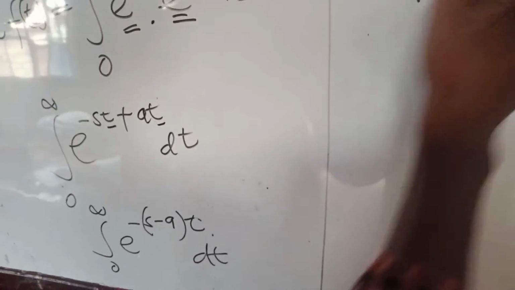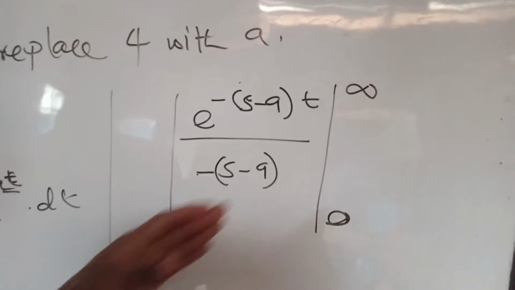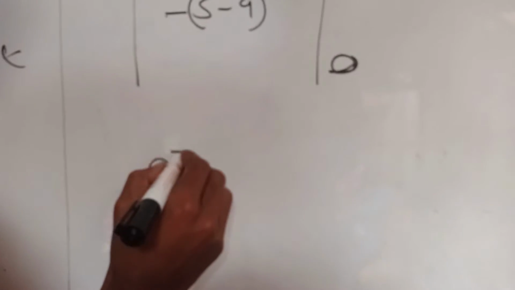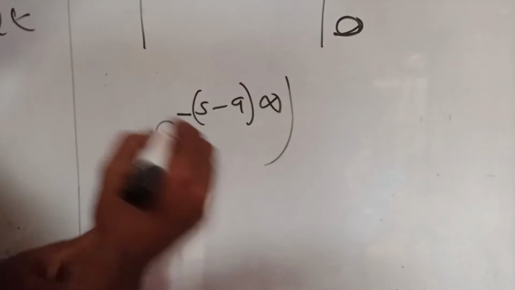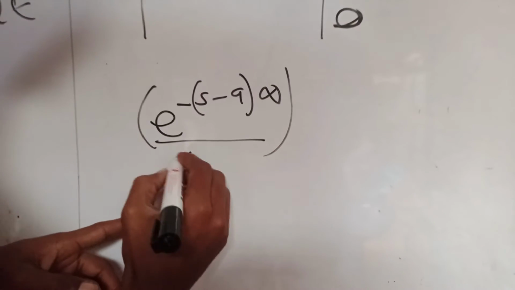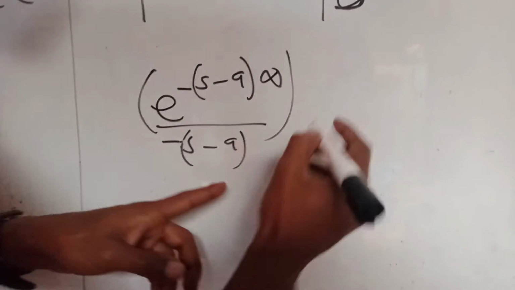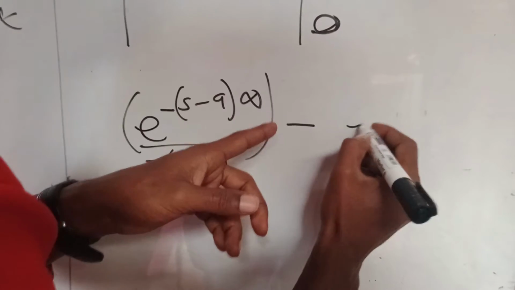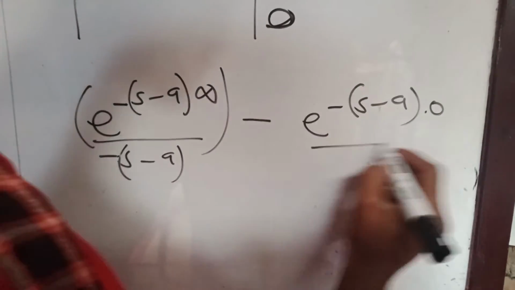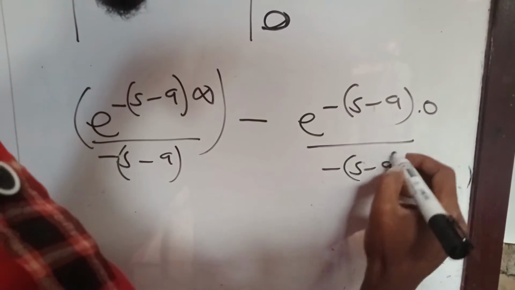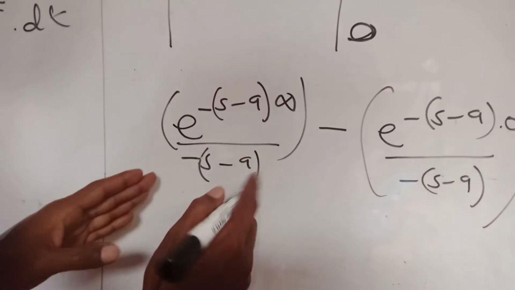And now we put the limits, which is 0 and infinity. Now we can put our limits into the expression, which is e to the minus s minus a times infinity over negative s minus a, minus e to the minus s minus a times 0 over minus s minus a. Hope you are together until there. So now we come and dissolve.